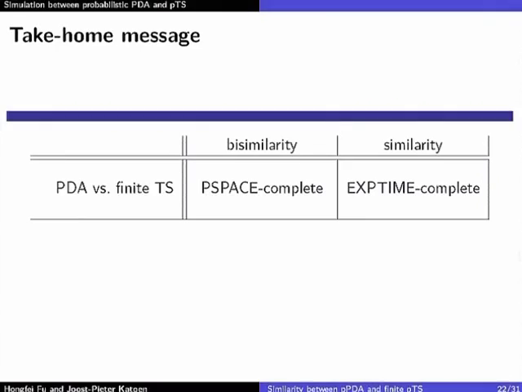So what's the take-home message before I get into some more details? This is the case in the non-probabilistic setting. If you want to check whether a pushdown automaton is similar to a finite transition system, then this is PSPACE-complete. If you want to know whether it's simulated by a finite transition system, this is EXPTIME-complete. In the probabilistic case, it works like this, and this is actually the achievement in this paper.